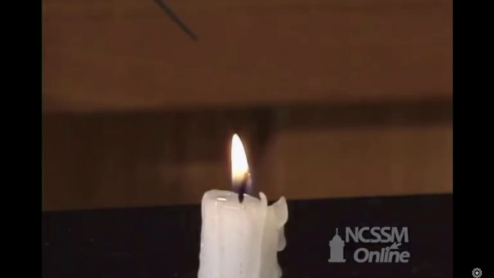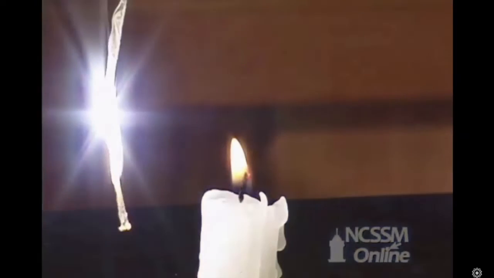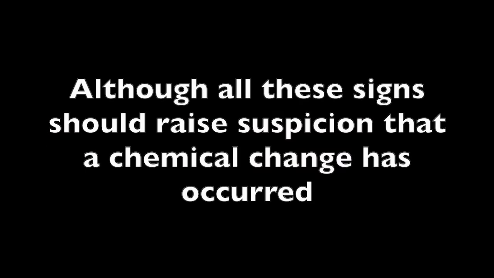Another sign that a chemical change may be occurring is the production of light. For example, there are chemical reactions occurring in fireworks that produce a lot of light. In this reaction between magnesium metal and oxygen, a very, very bright light is produced. Notice that the fire is just there to get the reaction going, but that bright light is caused by the chemical reaction.